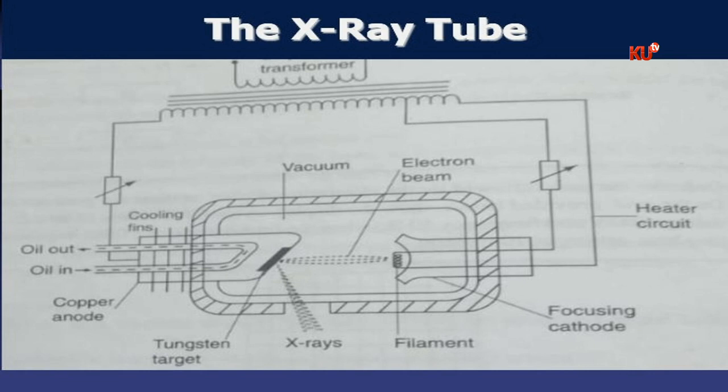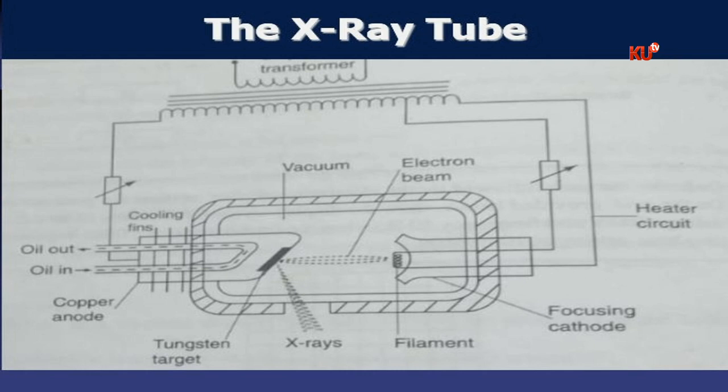If we start from the far left, you can see oil out and oil in. Then you can see some cooling fins there. Then there's the copper anode. Then on the far right, we have the heater circuit, the focusing cathode with a filament. Then there is the dark thing there, that is the tungsten target, which is our metal target. And you can see a vacuum and an electron beam.